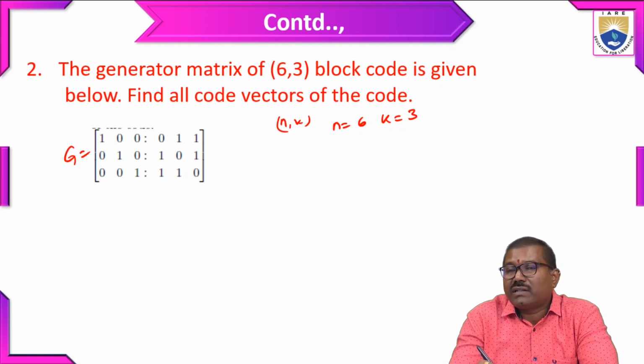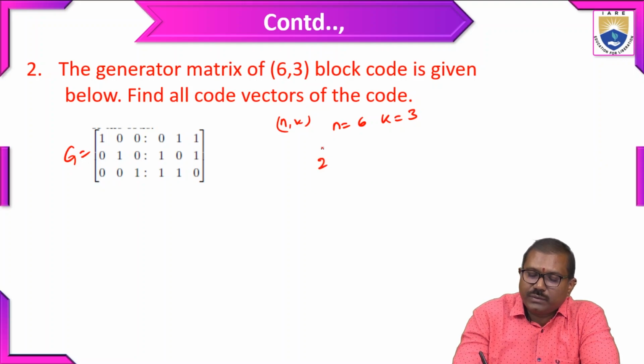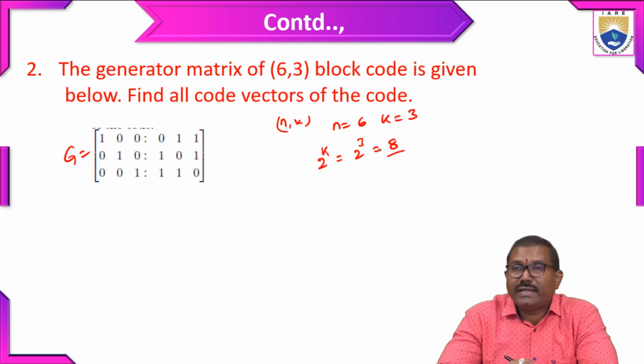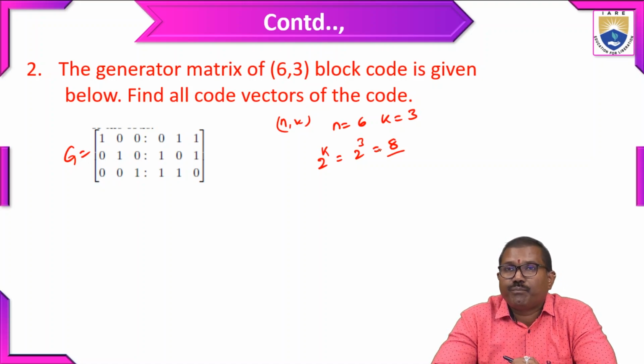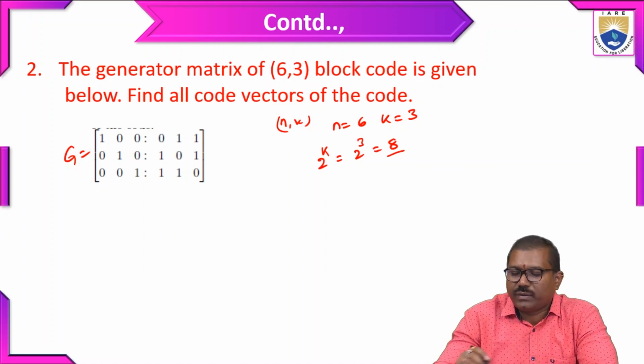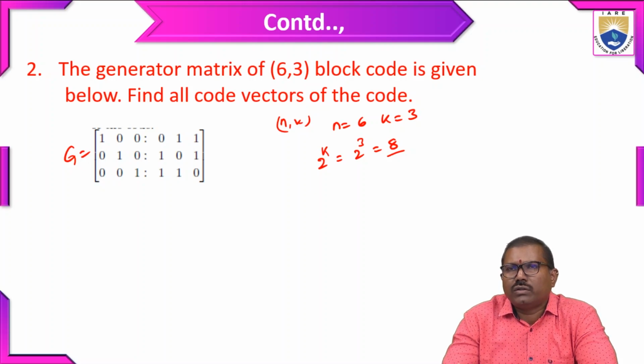So how many code vectors do we get from this generator matrix? Simple, 2 power k, that is 2 power 3, so it is 8. So 8 message vectors come, or 8 code vectors. From these 8 message vectors, we are going to find 8 code vectors. Then another doubt: how to get these message vectors?